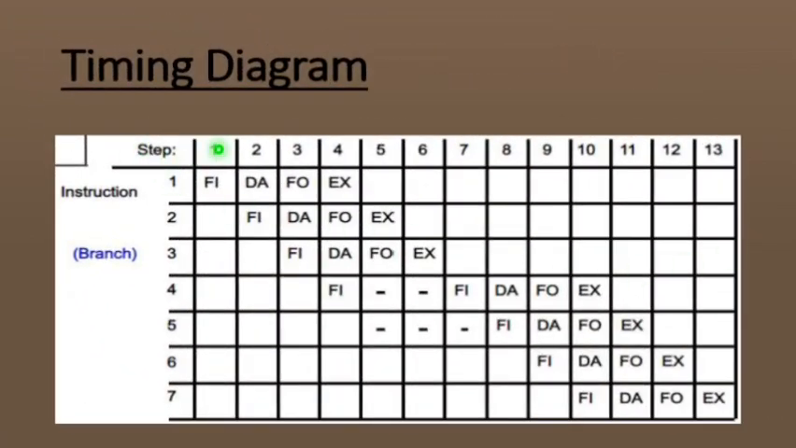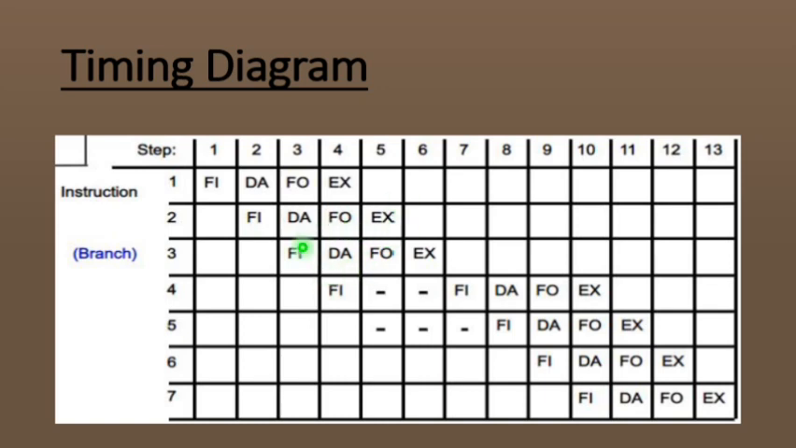First clock pulse, first instruction is fetched. In the second clock pulse, the fetched instruction is decoded and the second instruction is fetched. In the third clock pulse, the decoded instruction's operand is fetched, the second instruction is decoded and the third instruction is fetched. Here the third instruction is a branch instruction. So in the fourth clock pulse, the first instruction is executed, the second instruction's operand is fetched, and the third instruction is decoded.